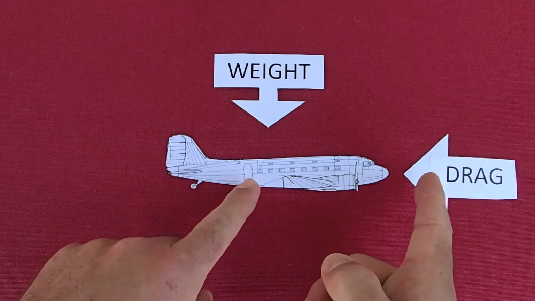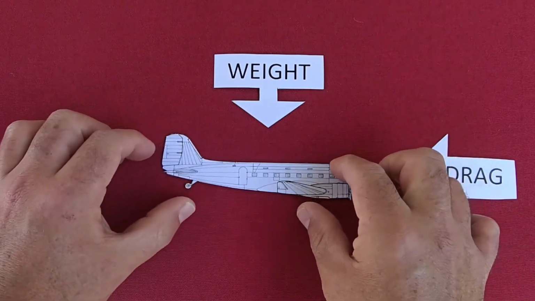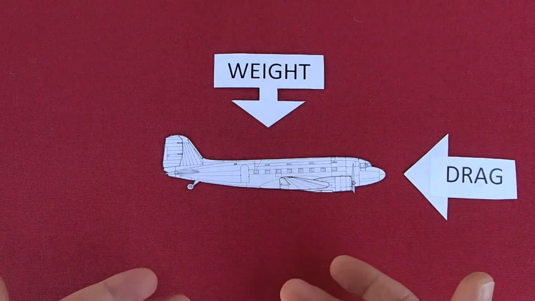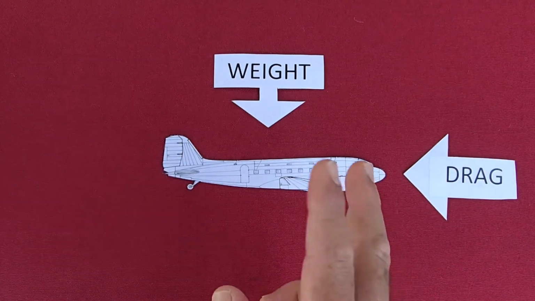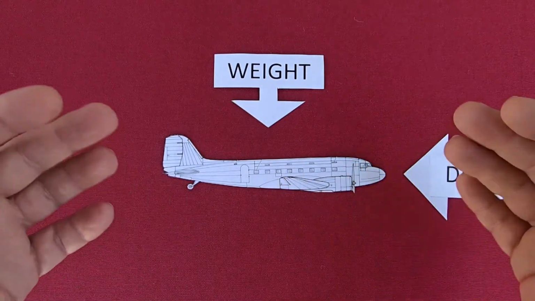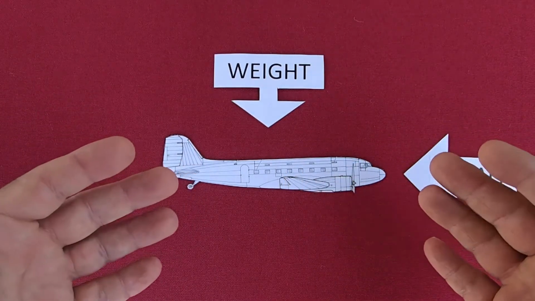So you have friction trying to slow the plane down. You have weight trying to bring the plane down. And those two forces are working against the airplane flying.